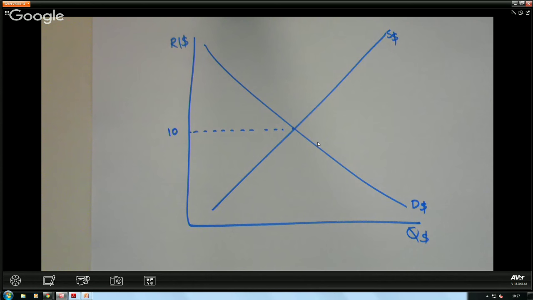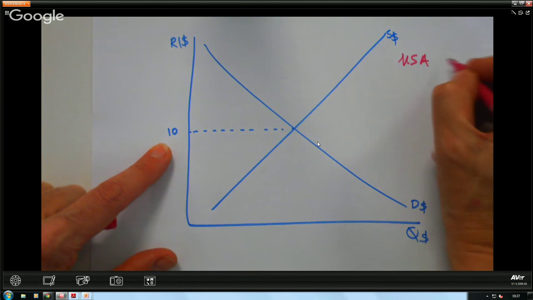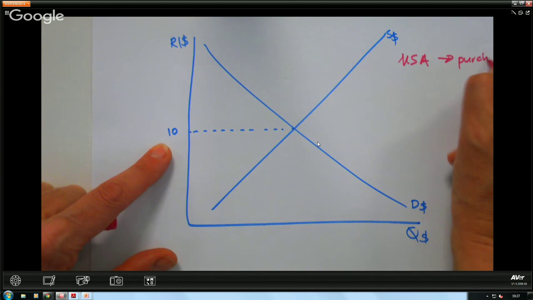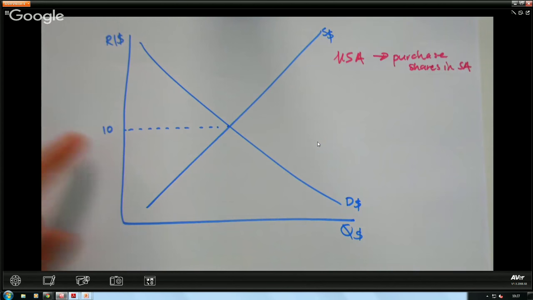So what happens in that transaction? Step number 1. Tell me, talk to me. There's a USA investor, a wholesale group. They purchase shares in South Africa. Okay, what does that do? Currency-wise, tell me quickly. What's going to be supply in the market? How do they purchase shares in a South African company? Where do they do that?